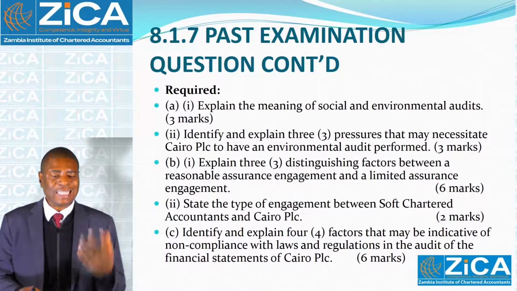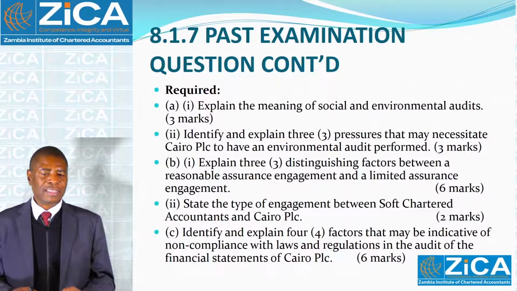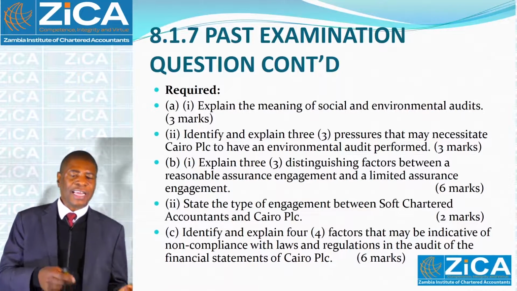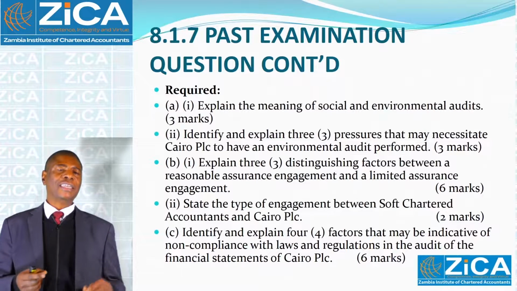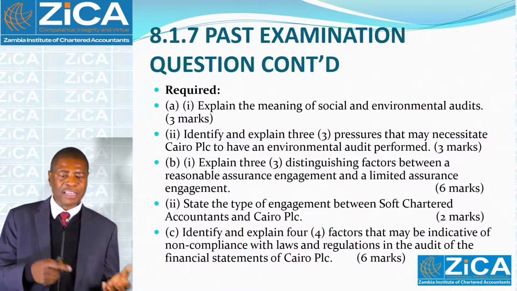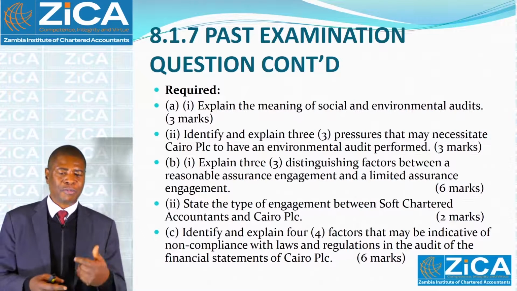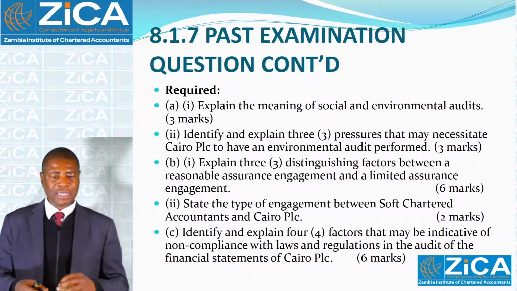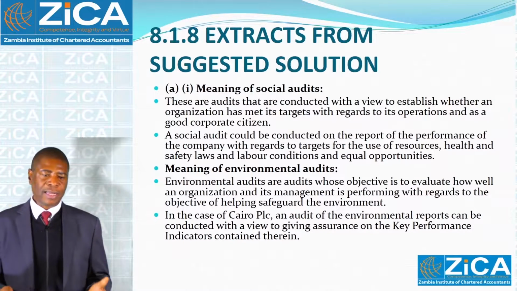Then the other one was state the type of engagement. Now, stating does not mean explanation. Just state and you get your 2 marks. Then the other one was identify and explain. So if they say identify and explain, even if you don't know much, try to identify so you can get some of the marks. Identify and explain 4 factors. Now, we're talking about 4 factors. Why give 2? Or why give 6? Make sure you give 4. That's very, very important in these examinations. So the solution is there.